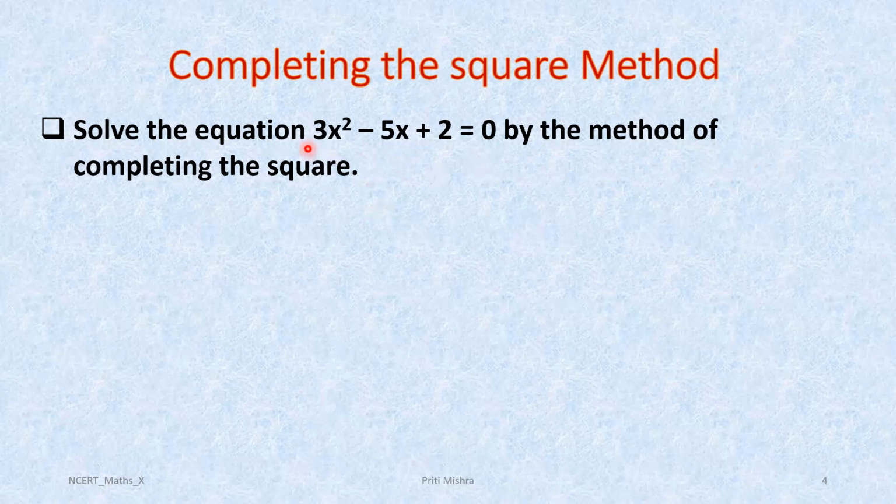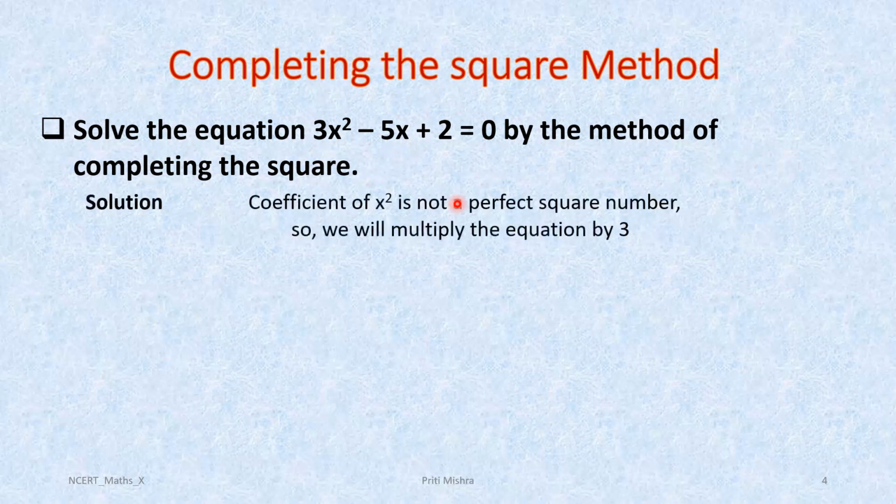As you can see, we are having a quadratic equation 3x square minus 5x plus 2 is equals to 0. And here you can see in this equation, coefficient of x square, which is 3, is not a perfect square number. And as we have to solve this equation by the method of completing the square, our aim is to convert the number 3 into a square number. So we need to multiply the whole equation by 3, right? Then the equation will be 9x square minus 15x plus 6 is equals to 0.